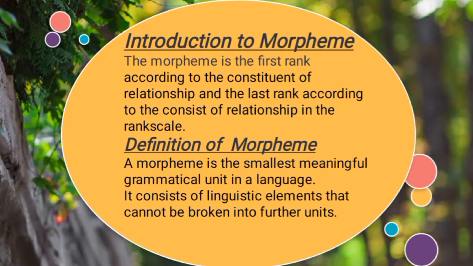The introduction to morpheme. The morpheme is the first rank according to the constituent relationship and the last rank according to the consist-of relationship in the rank scale. Definition of morpheme: the morpheme is the smallest meaningful grammatical unit in a language. It consists of linguistic elements that cannot be broken into further units.